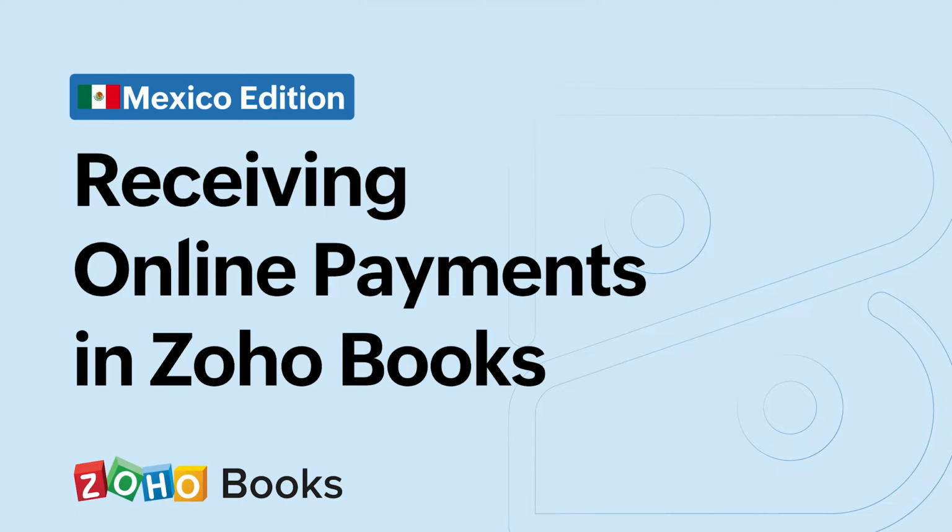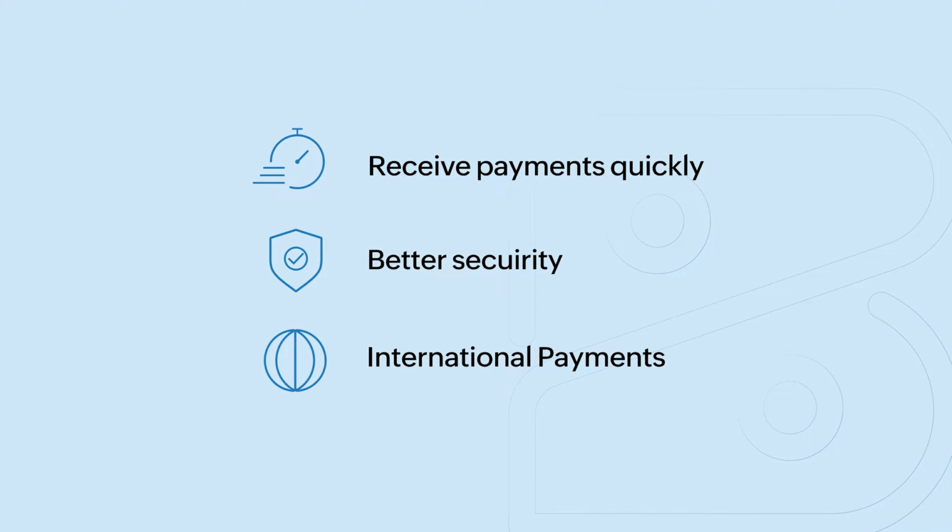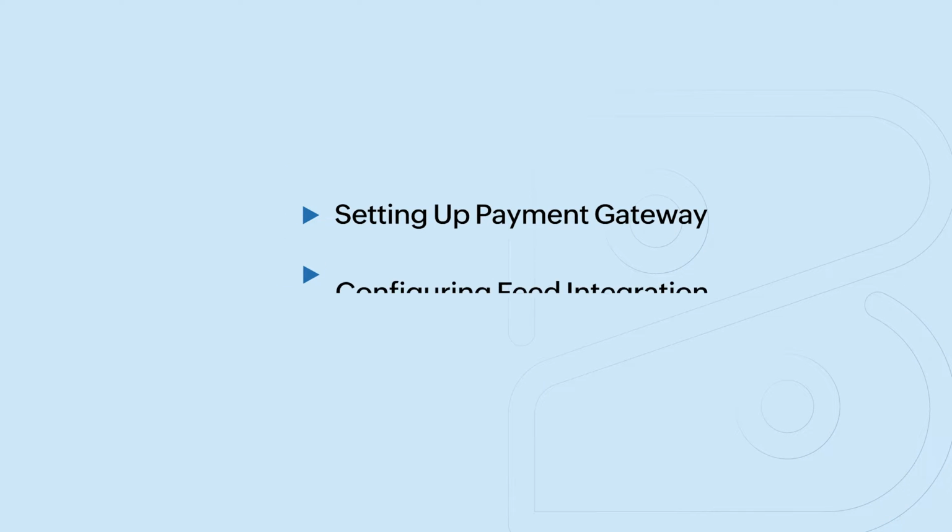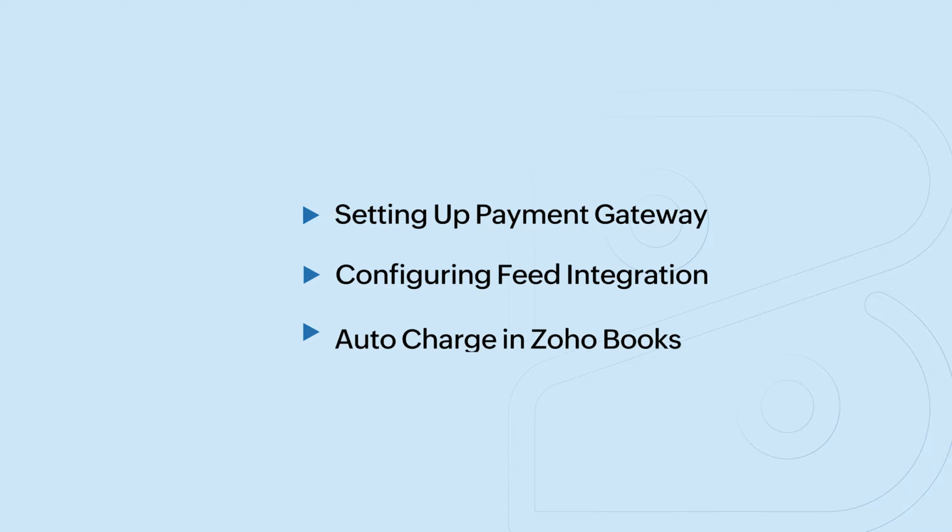With the Zoho Books Mexican edition, you can integrate with multiple online payment gateways and receive payments seamlessly from your customers. With online payments, you can receive payments quickly, provide better security for your transactions, and receive payments from global audiences. In this video, we'll see how to set up a payment gateway, configure feed integration, and also see how autocharge works in Zoho Books.